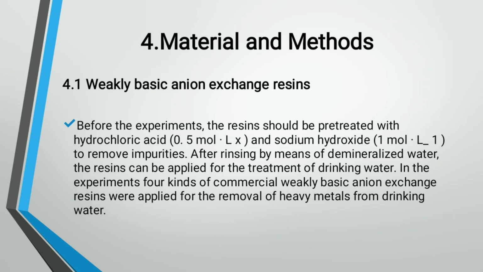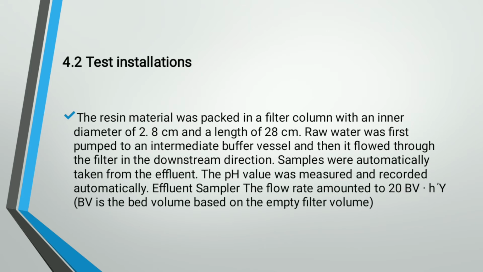In the experiments, 4 kinds of commercial weakly basic anion exchange resins were applied for the removal of heavy metals from drinking water. Test installations. The resin material was packed in a filter column with an inner diameter of 2.8 cm and a length of 28 cm. The raw water was first pumped to an intermediate buffer vessel and then it flowed through the filter in the downstream direction. Samples were automatically taken from the effluent. The pH was measured and recorded automatically.